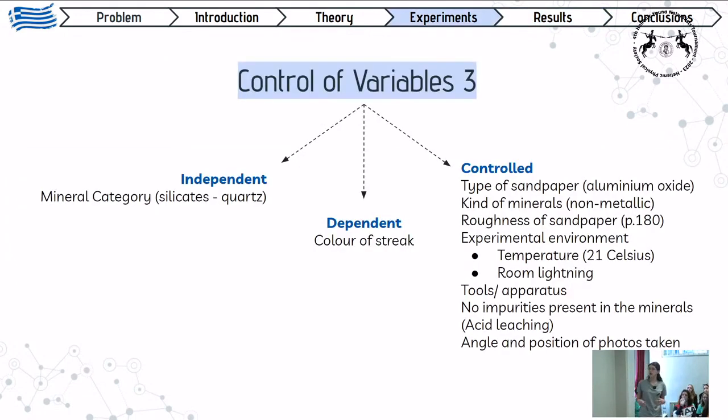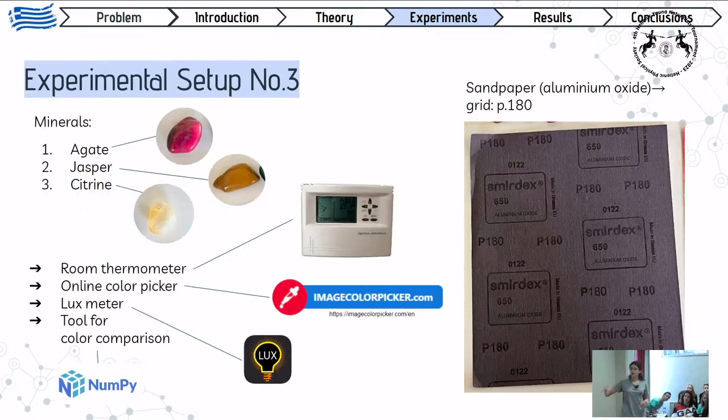For our third experiment, the minerals that we decided to evaluate were silicates, more specifically quartz minerals. The dependent was the color of the streak. Controls, once again, were the same. Moving on to our experimental setup. We used the minerals agate, jasper, and citrine, which are all types of quartz. Once again, the only difference was in the tools; this time we used a tool for color comparison.